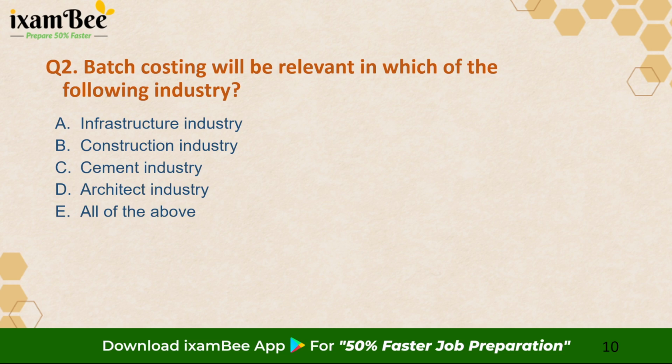Okay. Second question, batch costing will be relevant in which of the following industries? Now, batch costing is a method of costing used where you are doing batch wise production. So batch wise production can be done in a homogeneous product. So according to you, which industry will have a homogeneous product being produced? Infrastructure, construction, cement, architecture, or all of the above, right?